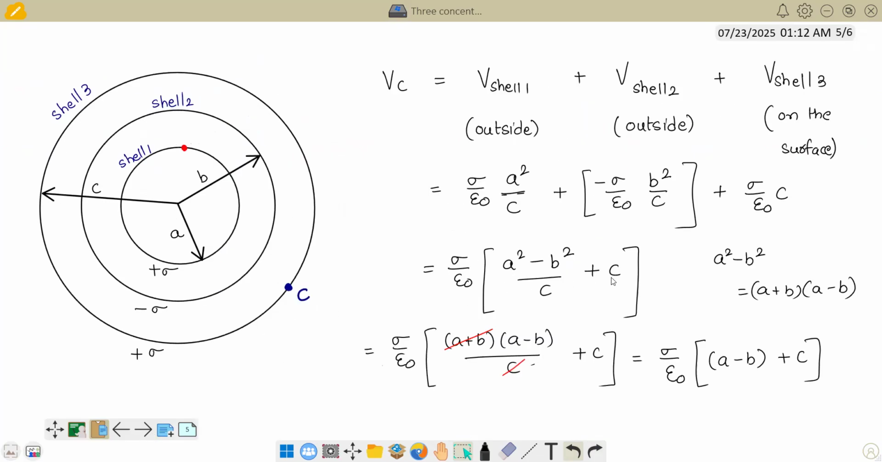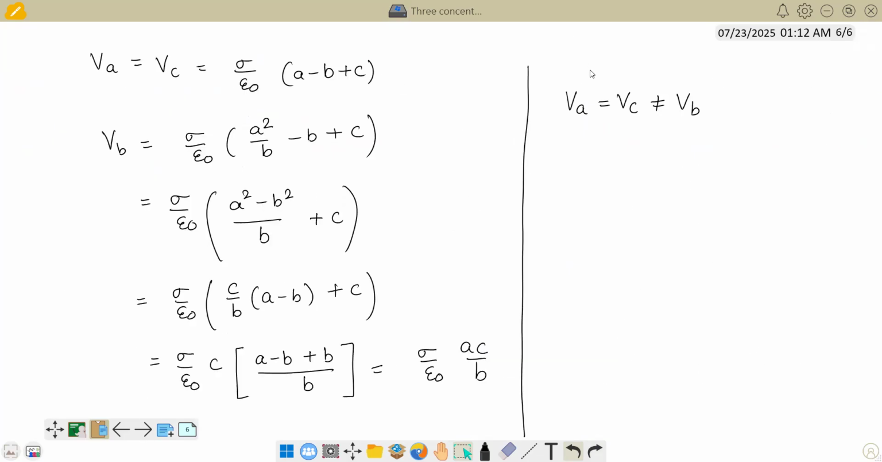But the speciality is that in the three, if you simplify it, you will get that VA equals VC equals VB. Hope you understood how I have solved. Thank you.